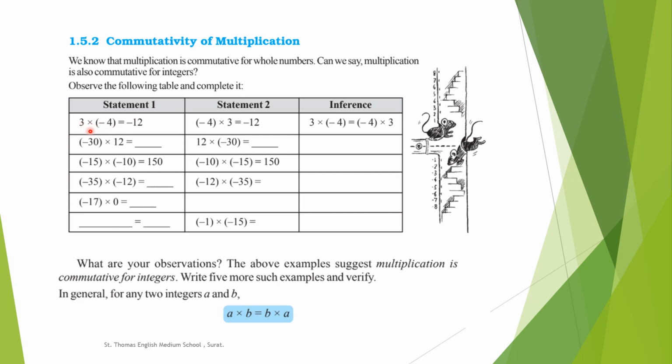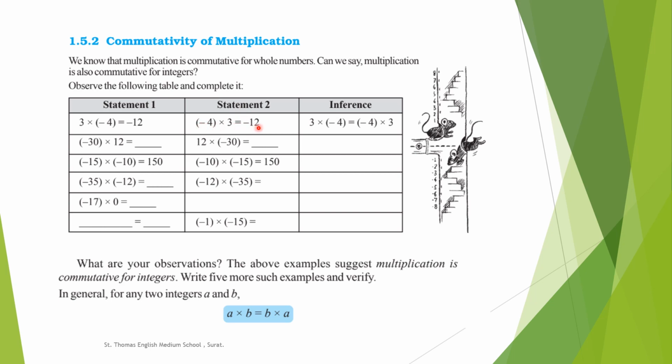First one, 3 multiplied by minus 4. One positive integer, one negative integer. When you multiply, you will get negative. 3 fours are 12. Now interchange. So here we multiply minus 4 multiplied by 3. Again, one negative integer, one positive integer, always you will get negative.